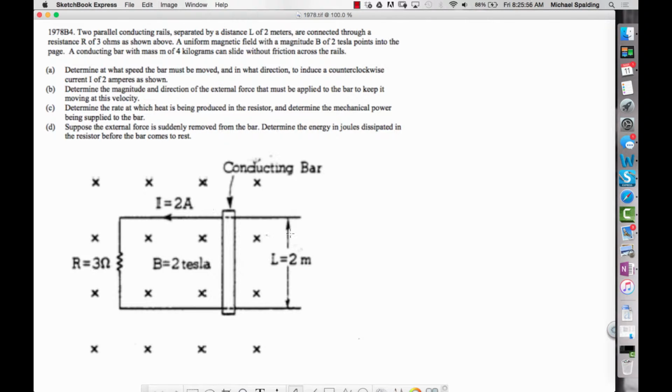Okay, so we have this bar sliding on these rails. We're given the magnetic field is 2 Tesla. We have a resistor over here that's 3 ohms. And we're given what the induced current is: an induced current of 2 amps, which tells us this bar must be moving. Because do you see a battery anywhere in this circuit? No. So the only explanation for having this current is, it's not magic. It is not black magic.